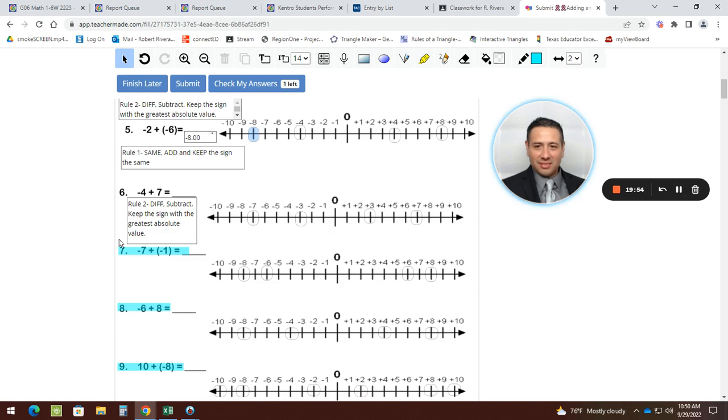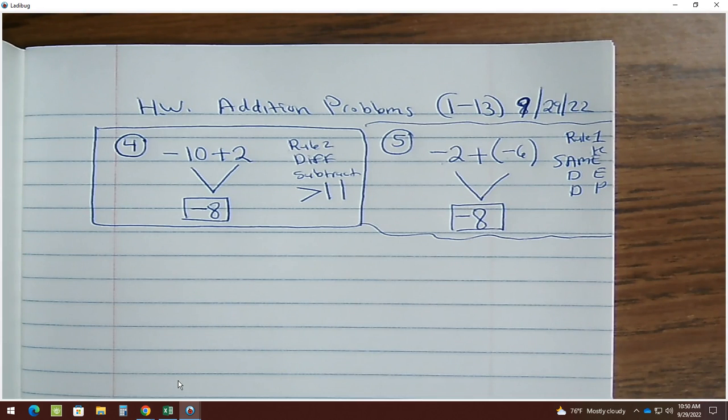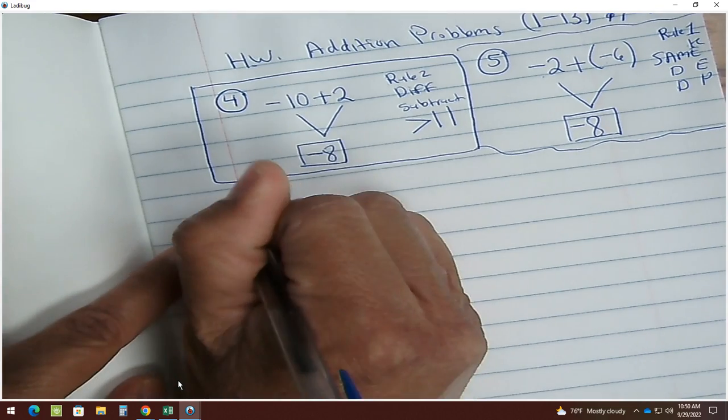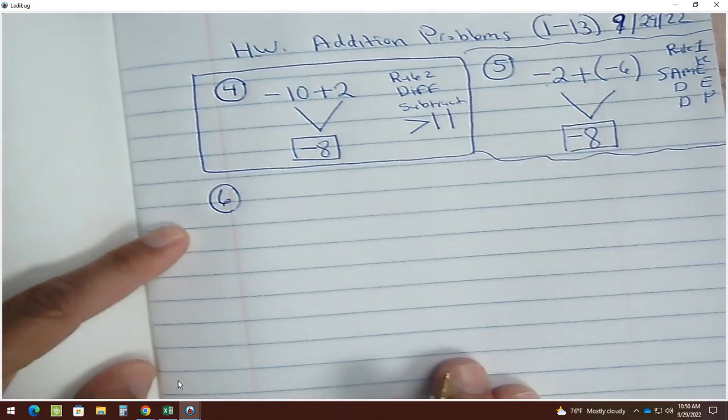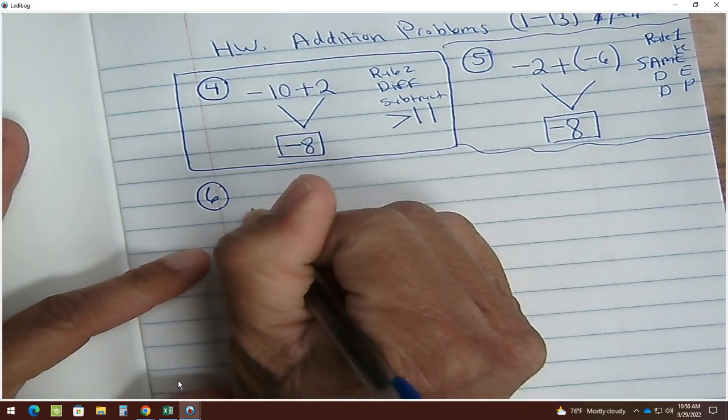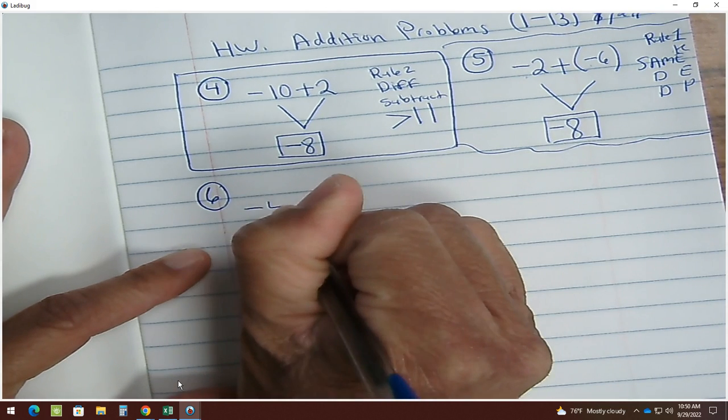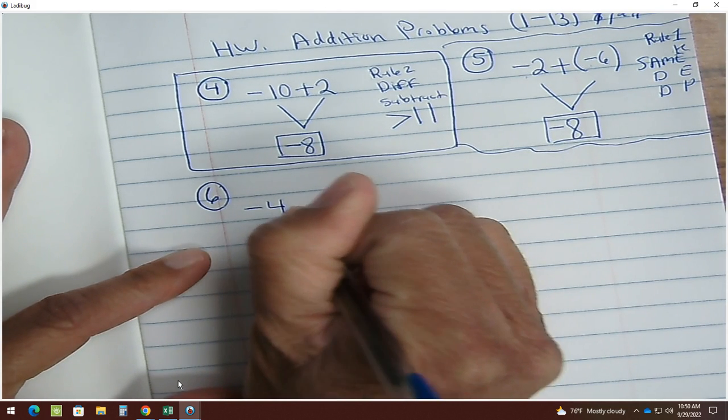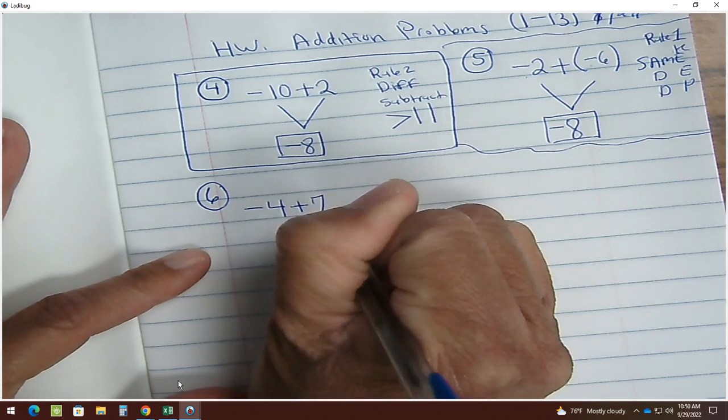Number 6, we said that we're going to use rule 2 because they're different, right? So I'm going to go now to my journal, and I'm going to write number 6. Please circle it, so that I know which one you're doing. What was the problem? Because I forgot it. Thank you. Negative 4 plus what? 7. Thank you.